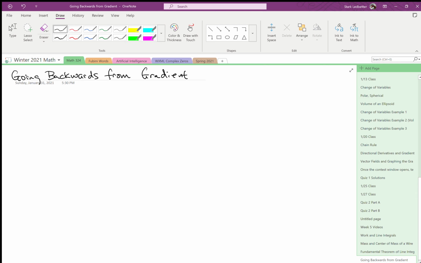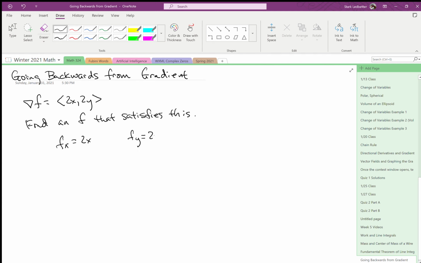So let's just go ahead and do some examples, and we'll try to go backwards from the gradient. Let's say the gradient of f is 2x comma 2y. And the question is, find an f that satisfies this. All right, so I know that my partial derivative with respect to x has to be 2x, and my partial derivative with respect to y has to be 2y.